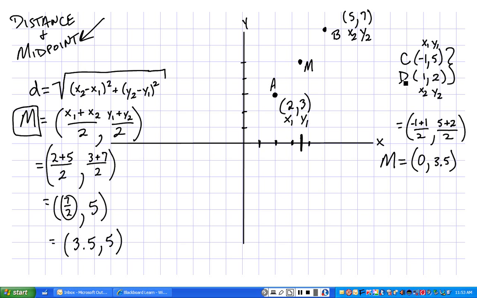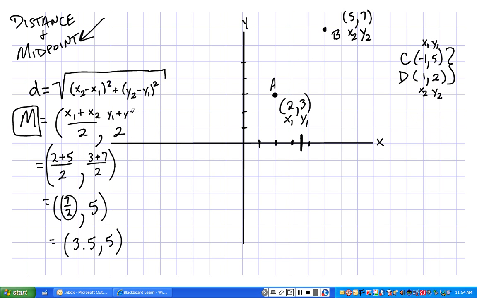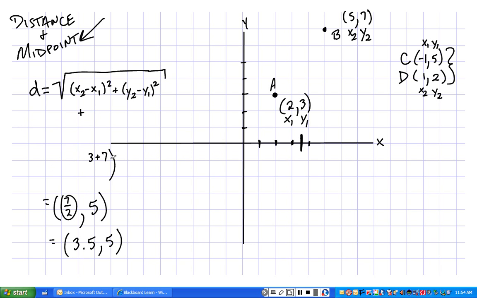Alright, so let's look at one last example of distance. Go back to distance, look at one last problem on distance. So let me get my eraser. Erase that. Erase this stuff here. Just bear with me for a moment.